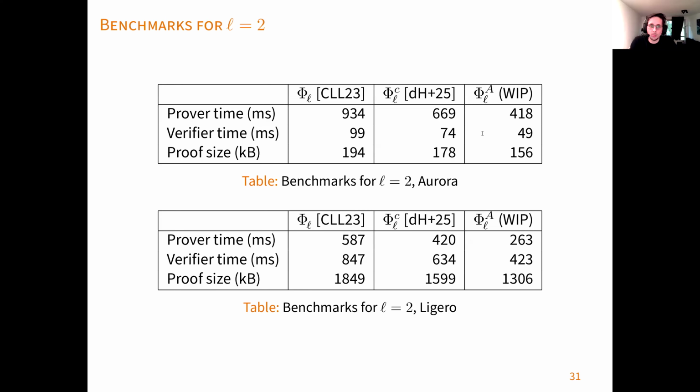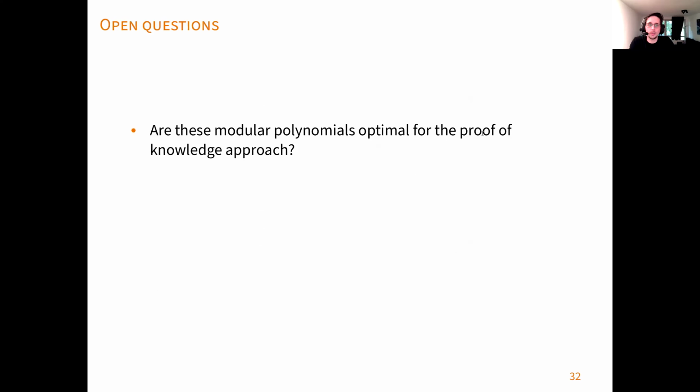Finally, I want to end with some open questions. The first big open question, which is probably also pretty hard to answer definitively, is, are these modular polynomials that we have found until now optimal for the proof of knowledge approach? And if not, which modular polynomials will be optimal? And how do we know that we have actually reached the most efficiency gains that we can get with this technique? The second question is a bit easier.